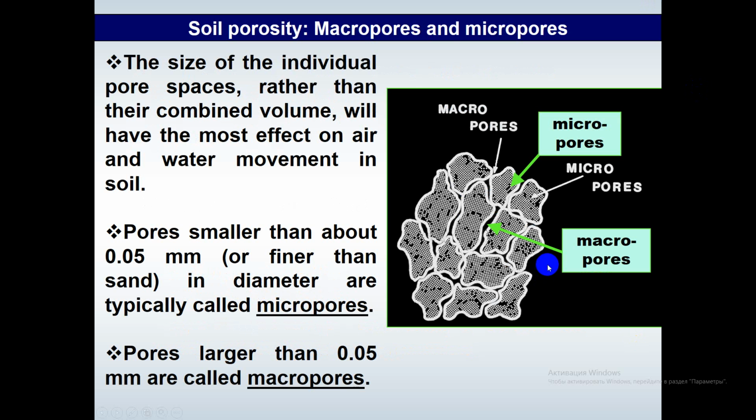Soil porosity: macropores and micropores. The size of the individual pore spaces rather than their combined volume will have the most effect on air and water movement in soil. Here you can see a macropore and micropore. This is a micropore and this is a macropore.